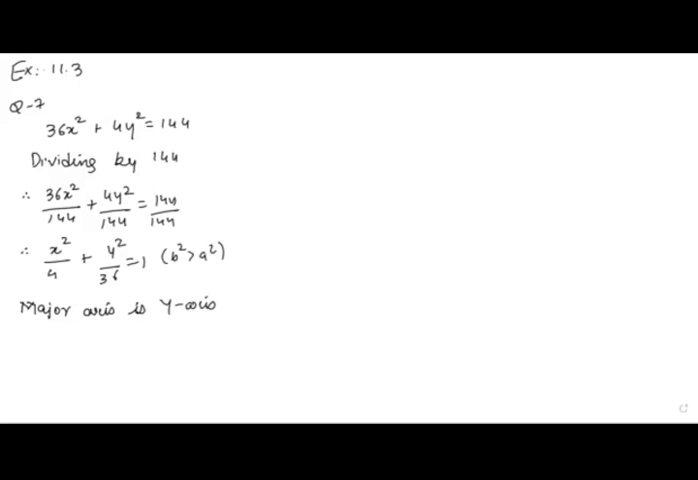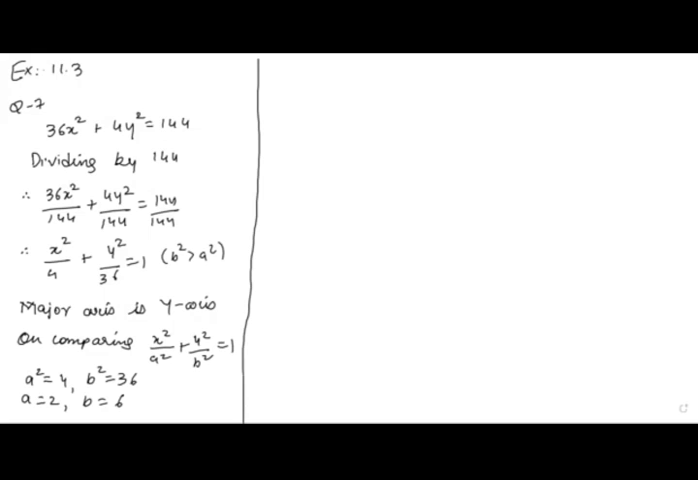So on comparing with x square by a square plus y square by b square is equal to 1, the value of a square is 4, whereas b square is 36. Therefore the value of a is 2 and b is 6. Here, as your major axis is y-axis, the formula for eccentricity will be a square is equal to b square into 1 minus e square, giving the value of a square as 4 and b square as 36.